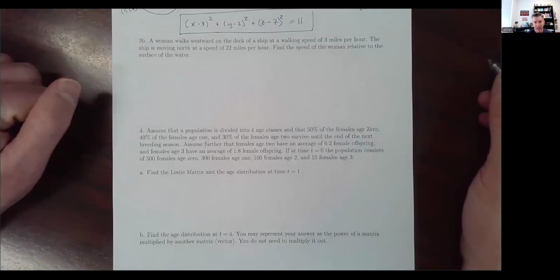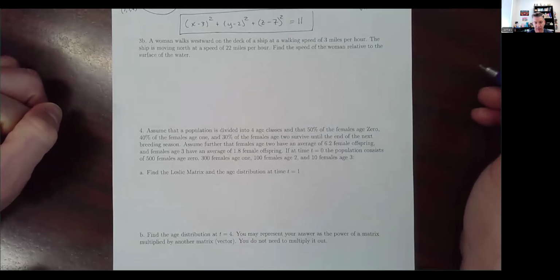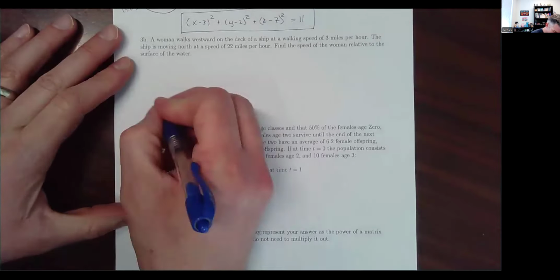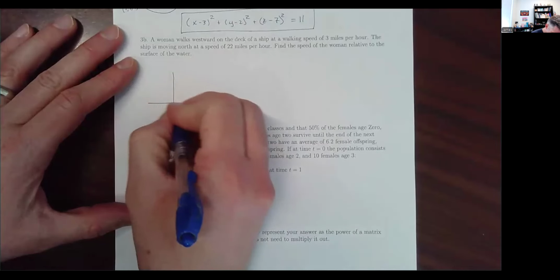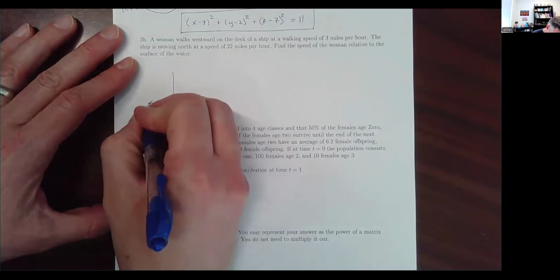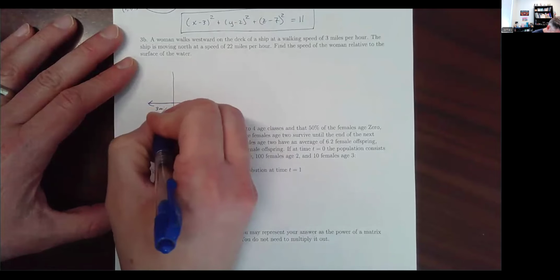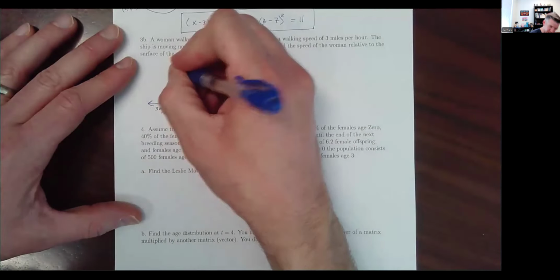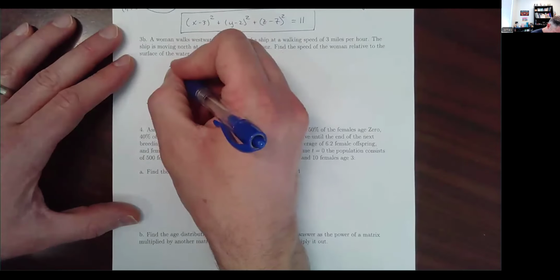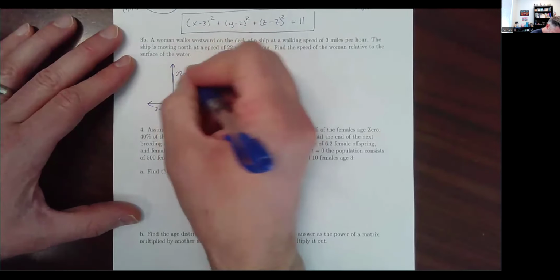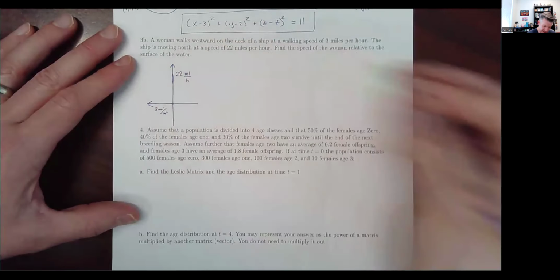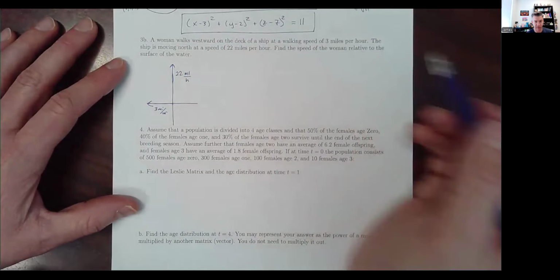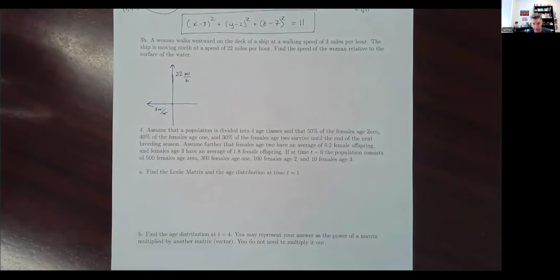A woman walks westward on the deck of a ship at a walking speed of 3 miles per hour. The ship is moving north at a speed of 22 miles per hour. So we've got a woman walking this way at 3 miles per hour westward, and a ship moving this way, which should be much larger, but my picture doesn't really look like it, at 22 miles per hour. And so basically, the question says, find the speed of the woman relative to the surface of the water. We basically want to find out how fast the person's moving.